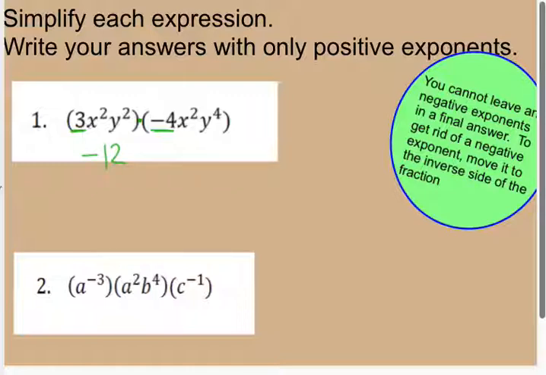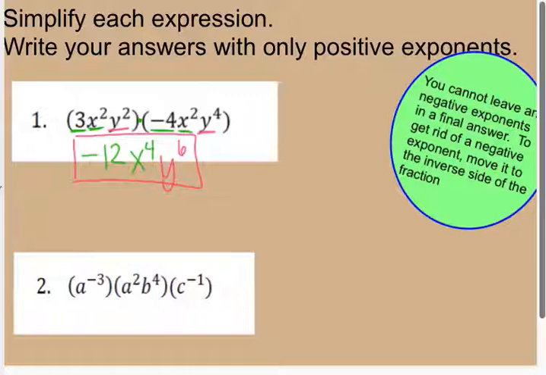Now I look at my x's. x squared times x squared, when I multiply, I add exponents, so it's x to the 4th. Now I have y squared times y to the 4th. When I multiply, once again, I add, so 2 plus 4 is 6. Now I look, do I have any negative exponents? I do not, so I am all the way done.